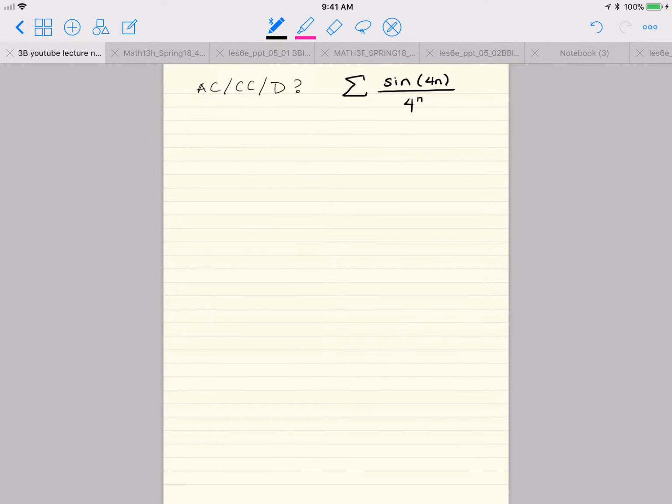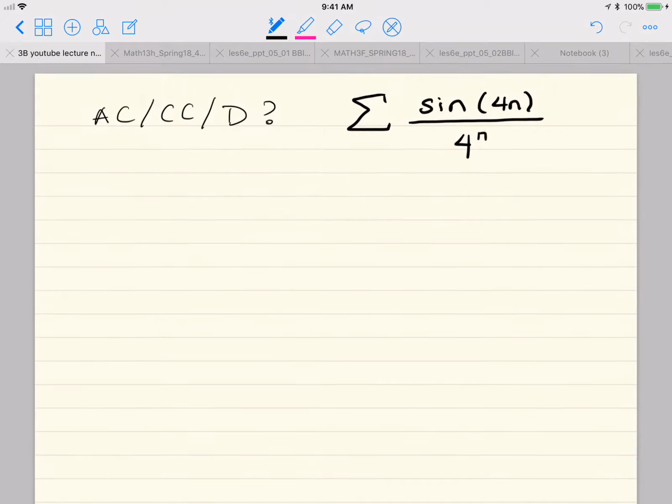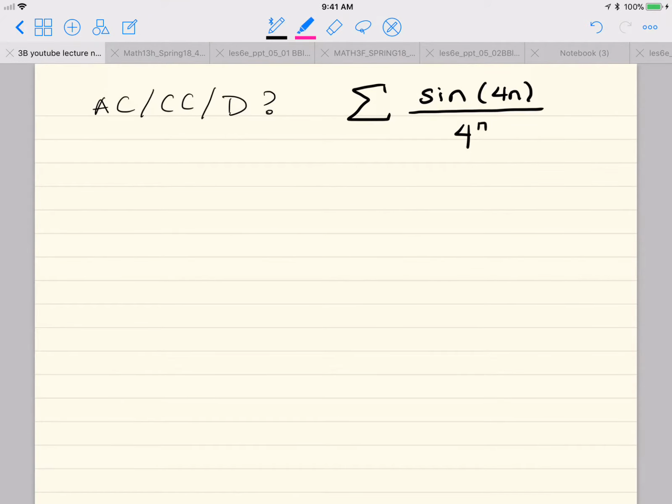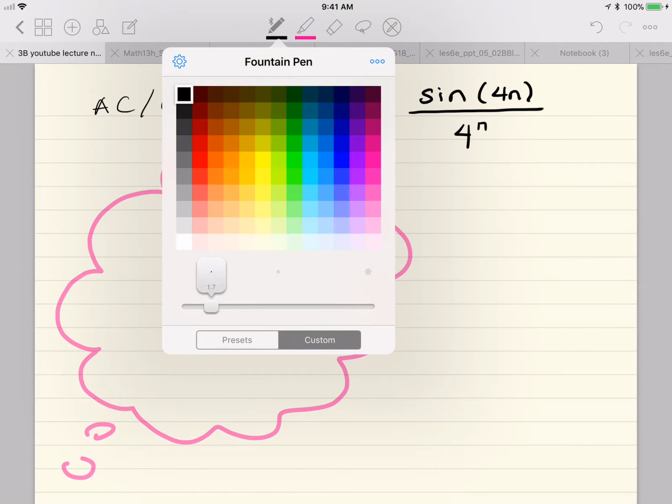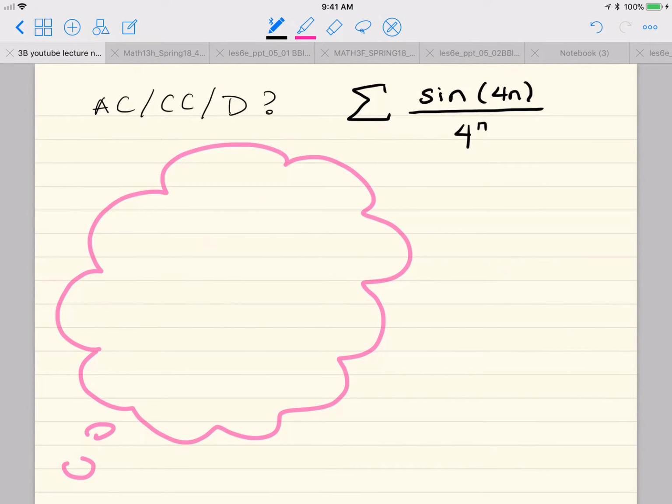Okay, when we see this series, here's what you should be thinking. We talked about this in class a little bit. But you should be thinking that the absolute value of sine of 4n is always less than or equal to 1, because the amplitude of a sine function is just always less than or equal to 1, right?